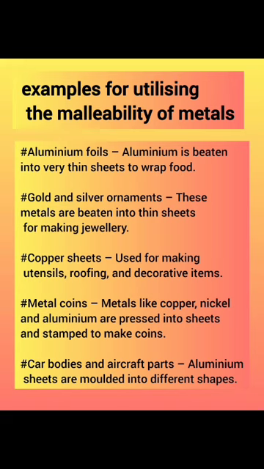So, concluding, malleability is a physical property of metals that defines their ability to be hammered, pressed, or rolled into thin sheets without breaking. Examples can be aluminium foils, gold and silver ornaments, copper sheets, metal coins, car bodies, and aircraft. Now, we can discuss the characteristic properties of metals. The characteristic properties of metals are hardness, thermal conductivity, electrical conductivity, shiny appearance, ability to produce sounds, etc.